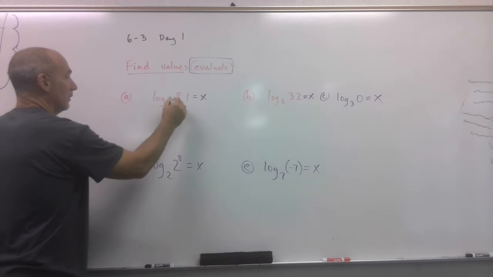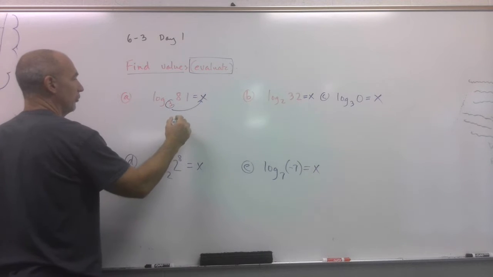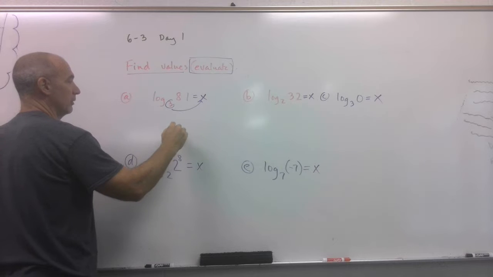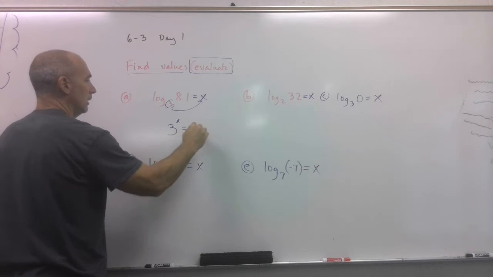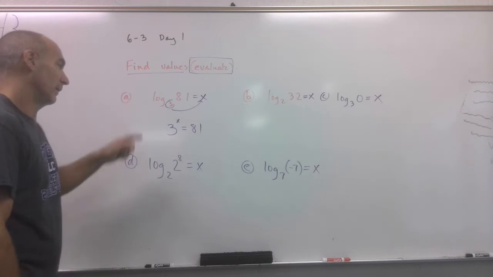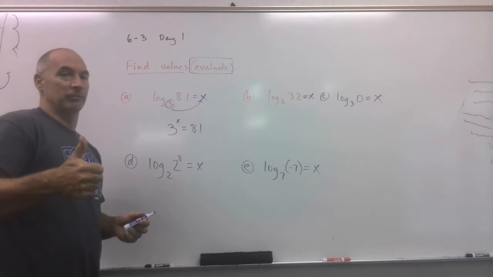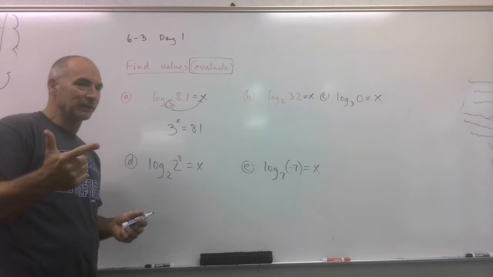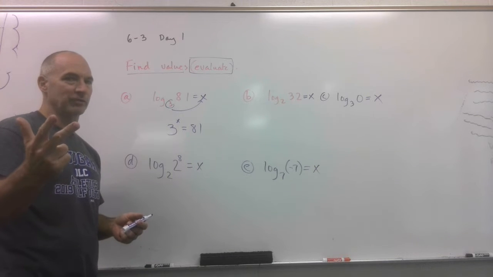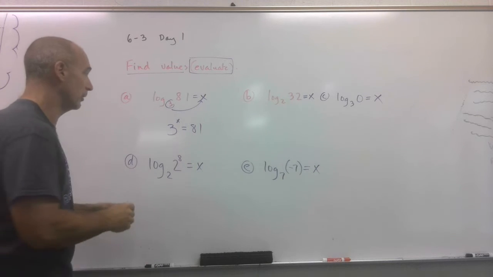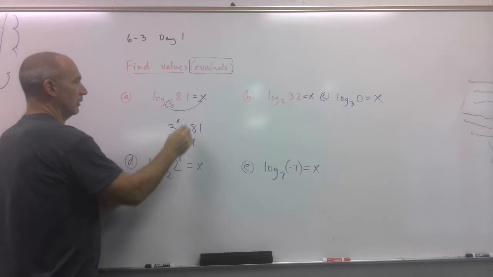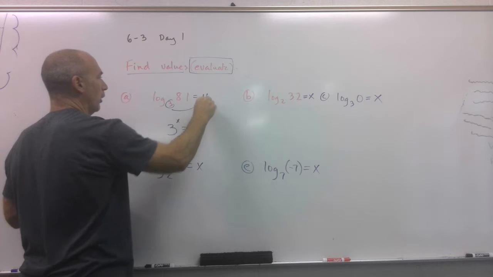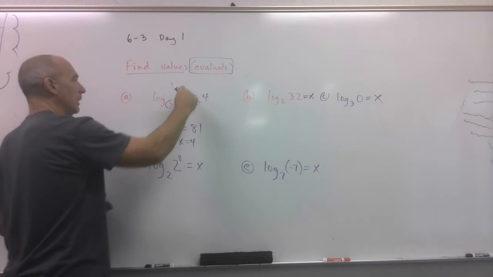How do you do that? Start here, go here, change it into an exponential equation. So my base becomes big, my exponent becomes small, 81. You do this one in your head. 3 times 3 is 9, 9 times 3 is 27, 27 times 3 is 81. So that took 4 of them. So I know x is 4. So this would equal 4, because 3 to the 4th equals 81.